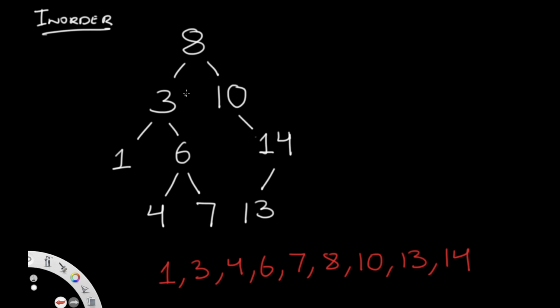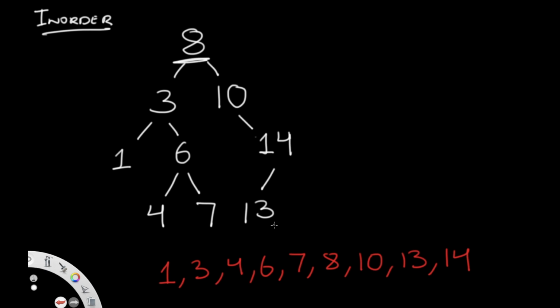For example, let's take the root as 8, and everything to the left of 8 should be smaller than 8. Over here we have 3, 1, 6, 4, 7. They're all smaller than 8. Now if you go to the right of 8, everything is going to be greater than it. Over here we have 10, 14, and 13. They're all greater than 8.